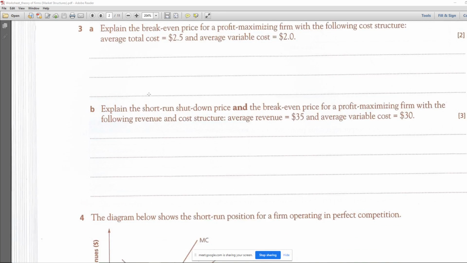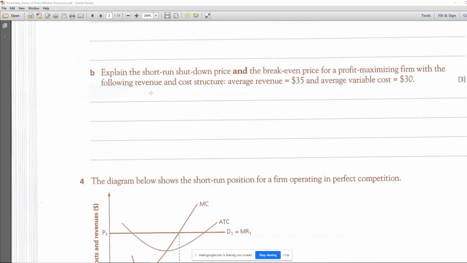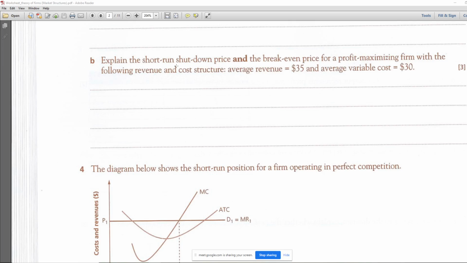So for 3B, explain the short run shutdown price and the break-even price for a profit maximizing firm with the following revenue and cost structure. Average revenue 35 and average variable cost 30. So here, what is the shutdown price and break-even price?